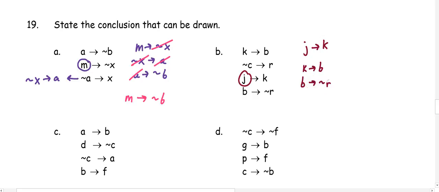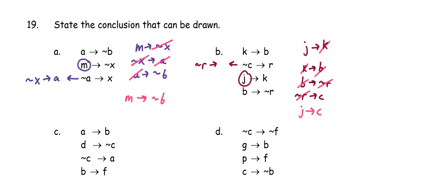to not R. Now I need a not R. I have an R, but it's not in the beginning of the sentence, so I'm going to do my contrapositive. So now we have not R to C. And I can cross out what repeats. So K repeats, B repeats, not R repeats, and our conclusion then is J to C.